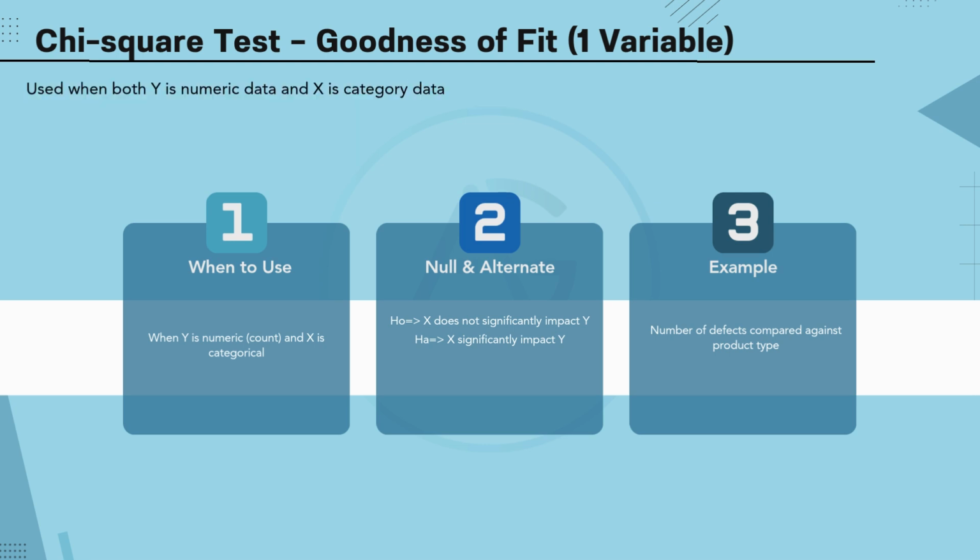This slide introduces the goodness of fit version of the chi-square test, which is used when we want to evaluate whether a set of observed frequencies matches our expectations. Let's break it down in 3 parts.